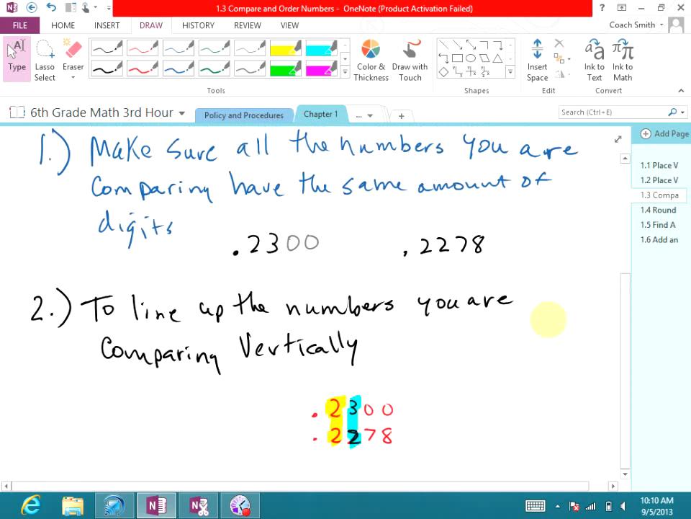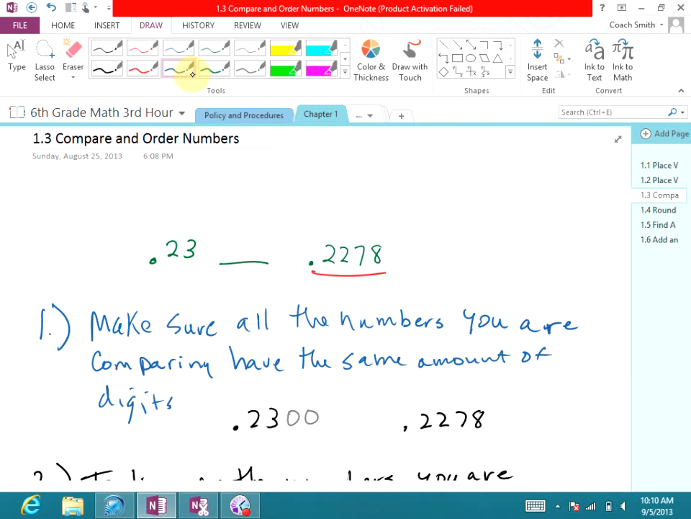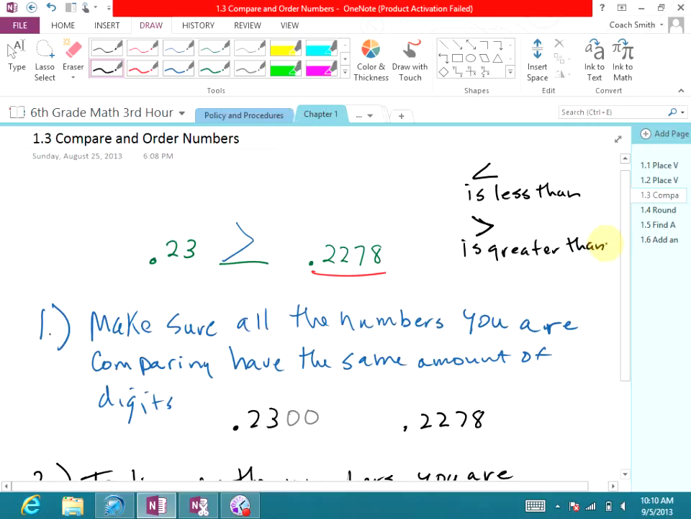Okay, so if we go back up here, the sign that I'm going to put in the blank is the greater than sign. Okay, let's remember our signs. This is less than. That's the inequality sign, is less than. This sign is greater than. So when you see the words is less than, they're talking about the inequality sign. And when you see the words is greater than, that's the inequality sign.